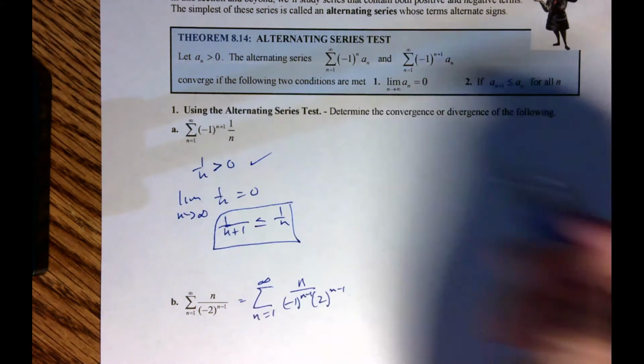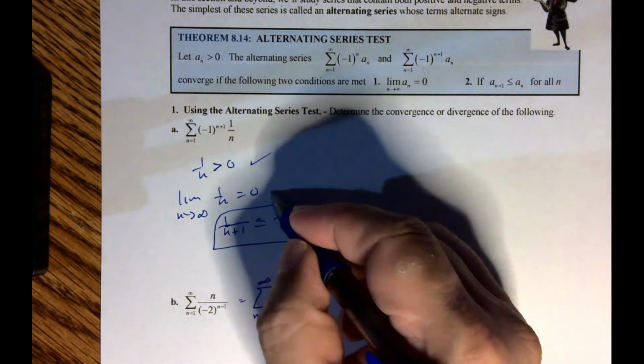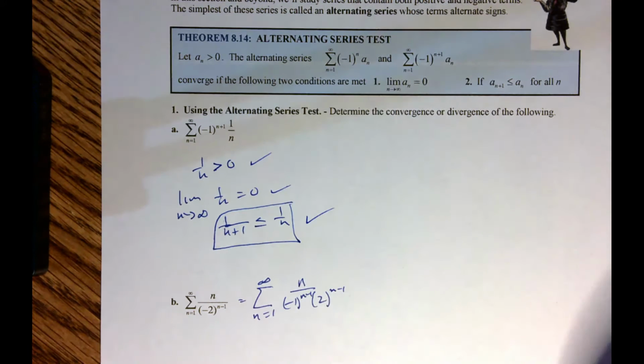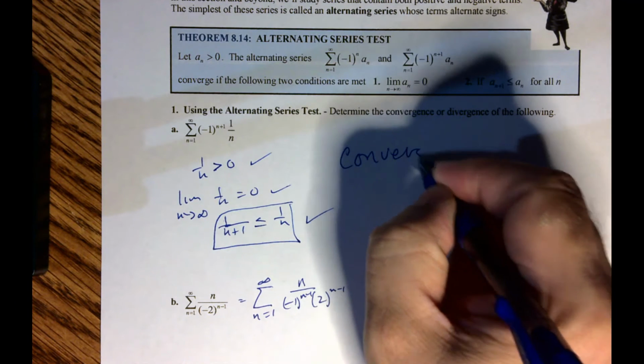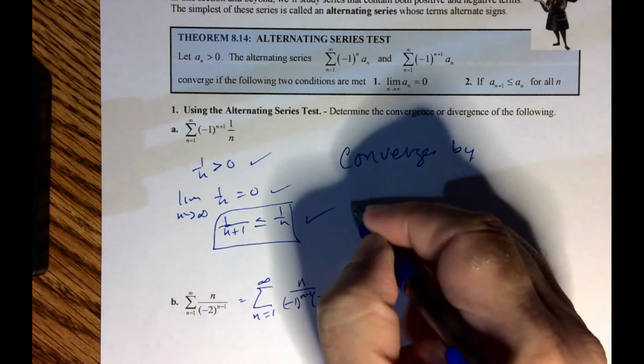So I verified that the terms are positive. I verified the limit is 0. I verified that a sub n plus 1 is smaller than a sub n. Then we can say it converges by the alternating series test.